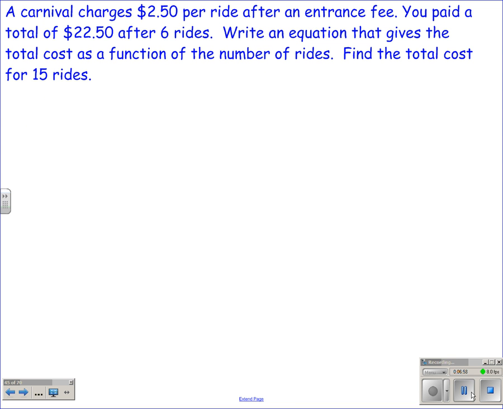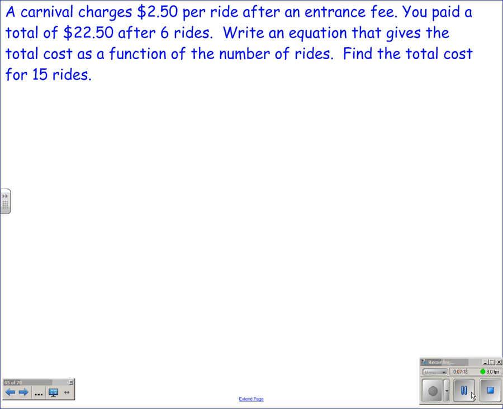Time for a story problem. Carnival charges $2.50 per ride after an entrance fee. You paid a total of $22.50 after 6 rides. Write an equation that gives the total cost as a function of the number of rides, and then find the total cost for 15 rides.